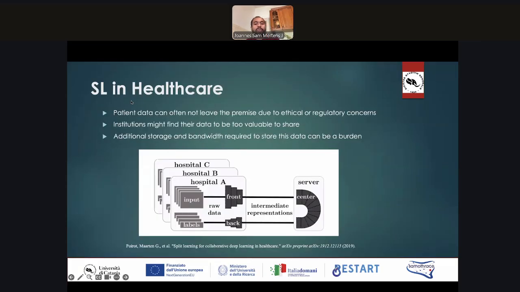So I will just briefly explain split learning in just a couple of slides, and then I will move to the work which we did comparing federated learning and split learning for our scenarios.